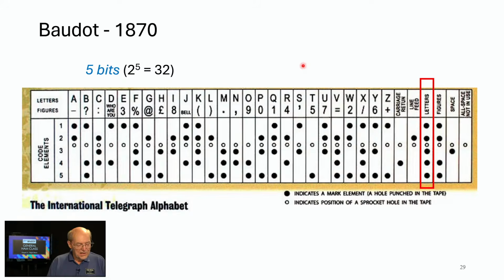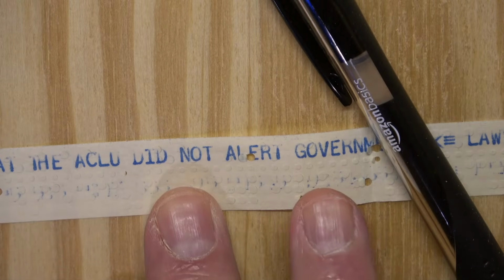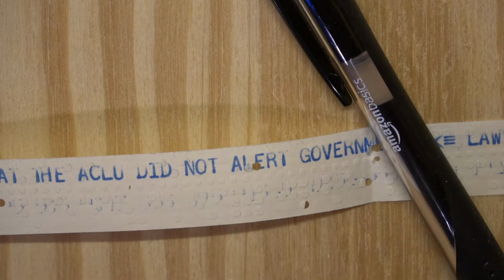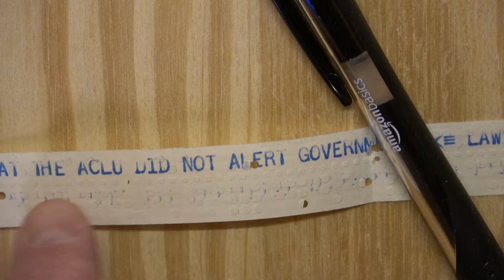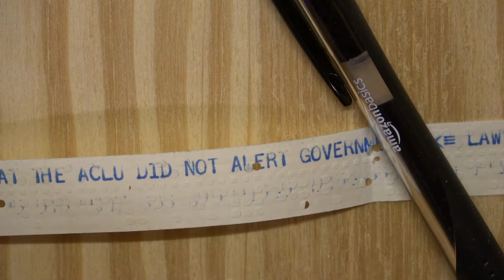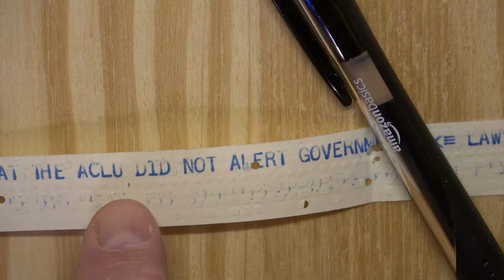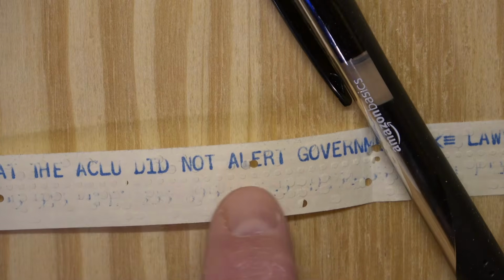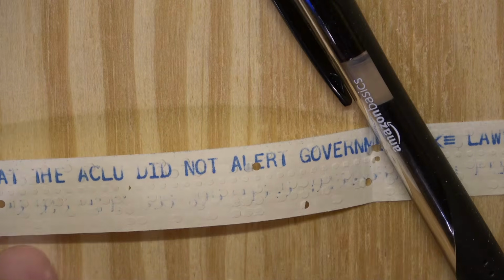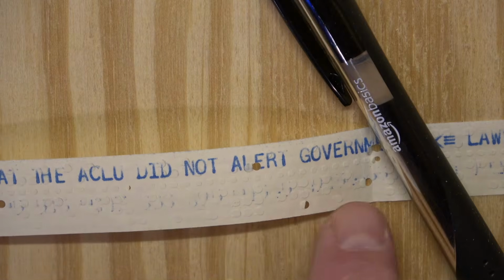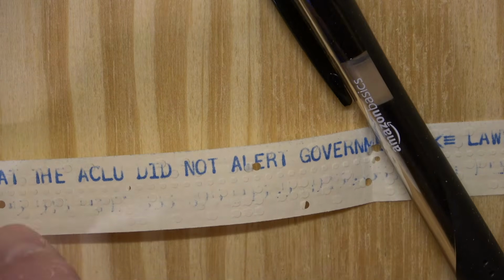Now here's a picture of a paper tape, and I've got one over here on the calculator cam. This is the one that I got from the Hamfest that I mentioned. And this is probably the reason they were giving away, is because these holes aren't punched very cleanly. But here's the text going across the top, that the ACLU did not alert government, etc. So everything underneath there represents a series of punches in the tape.